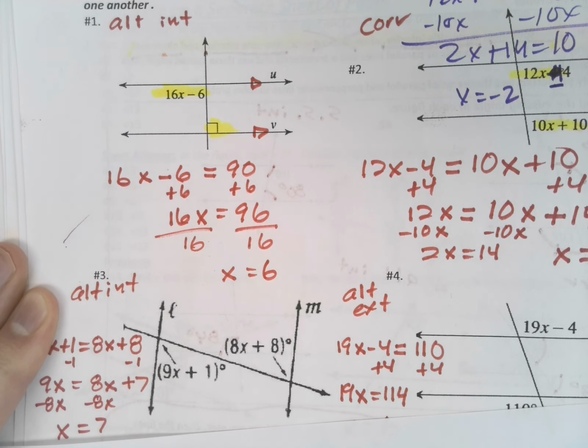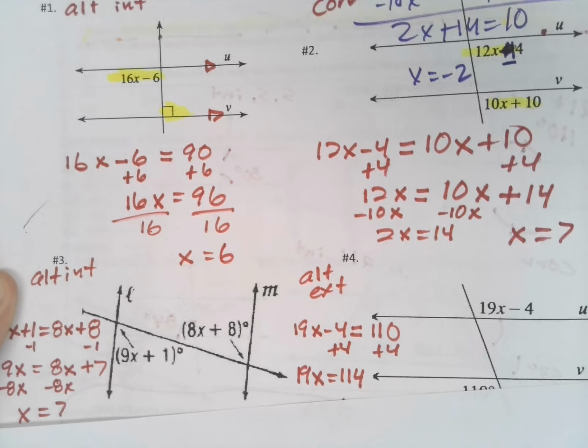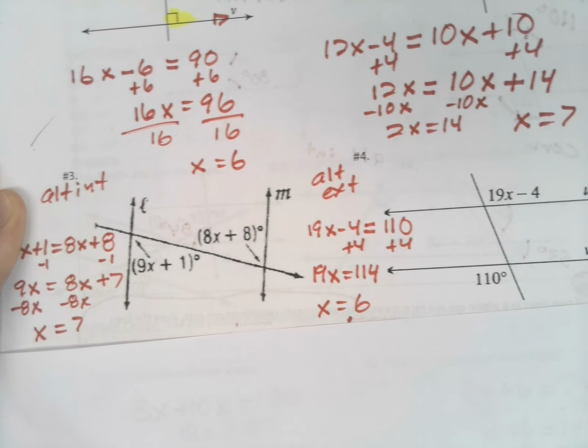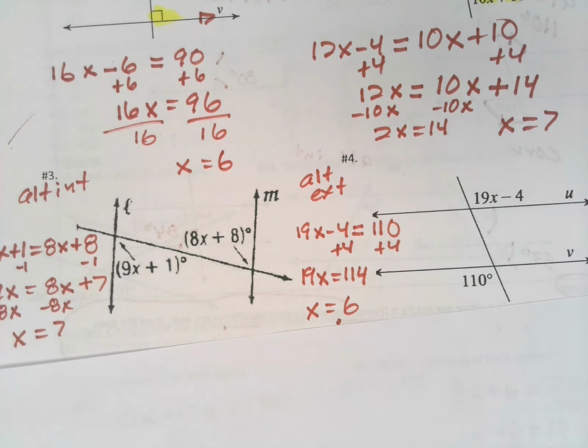So alternate interior for 1, corresponding for 2. Alternate interior for 3, alternate exterior for 4. How about last two? Let's go.